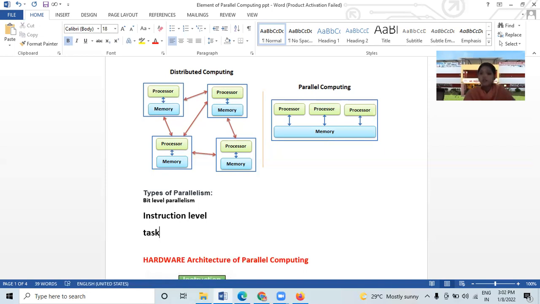So then data level, third one is DLP, data level parallelism. So here in DLP, instruction from a single stream operate concurrently on several data, limited by non-regular data manipulate pattern and by memory bandwidth. Okay, so this is about the types of parallelism.